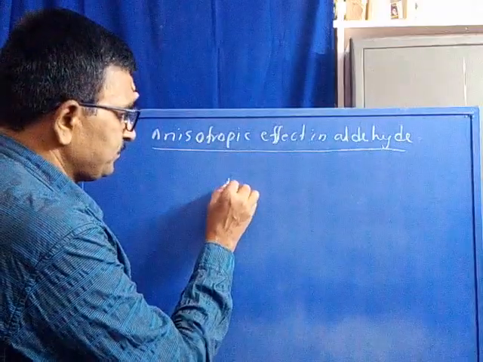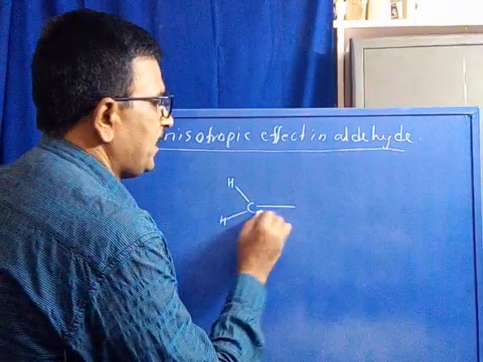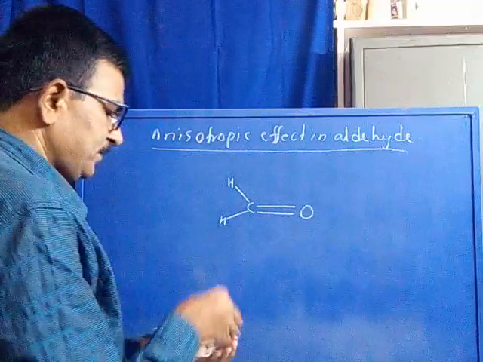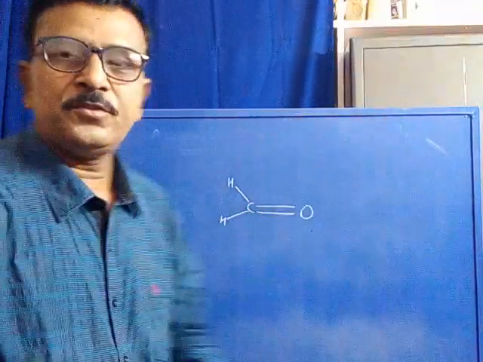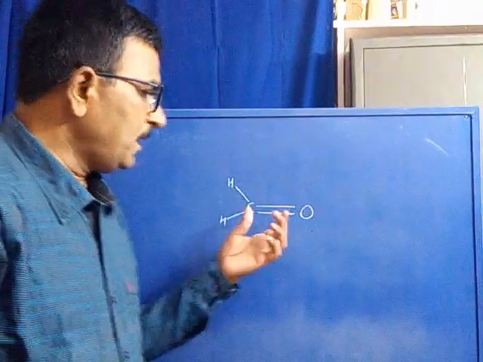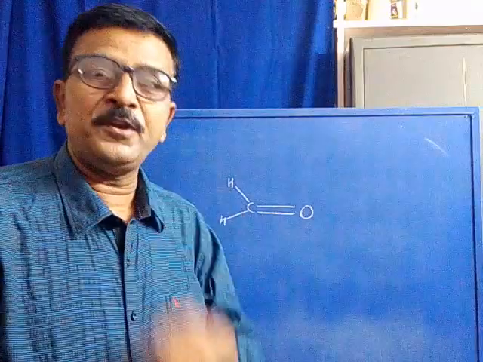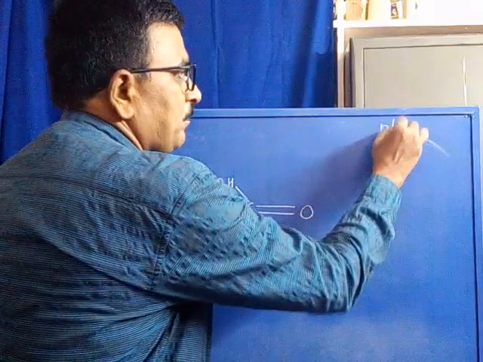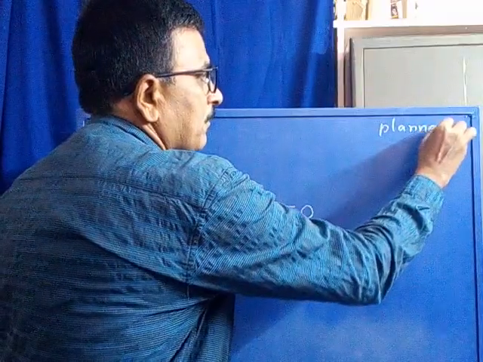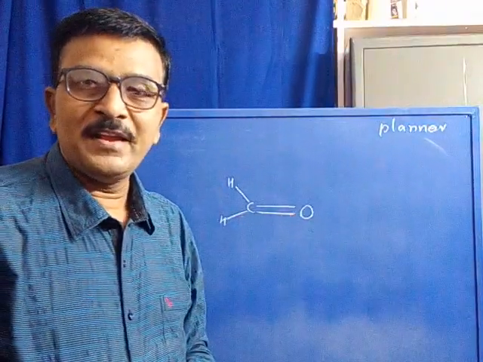Say, example as formaldehyde or any other aldehyde. Now, similar to alkene, in an aldehyde group where the carbon and oxygen are sp2 hybridized, hence the geometry is planar. So similar to alkene, the aldehyde group is also planar.